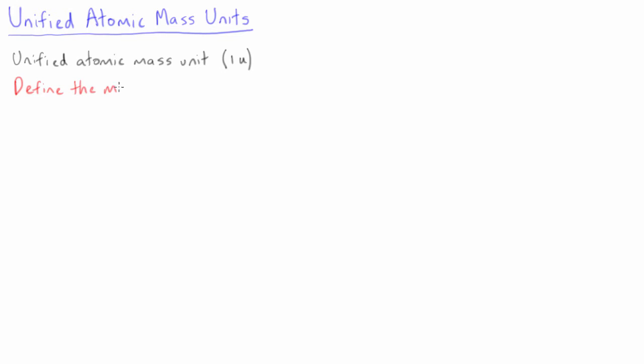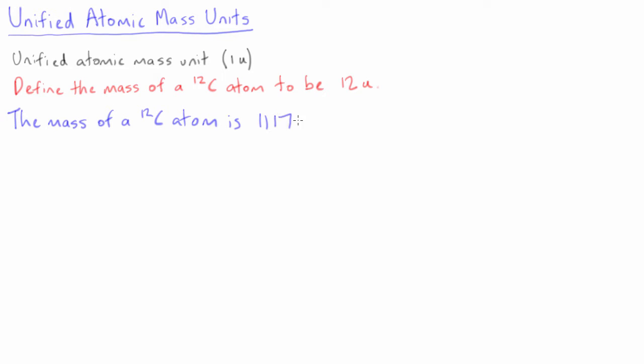The reason this happens is obvious from the definition of the atomic mass unit, where we define the mass of a carbon-12 atom to be exactly 12 u. The experimentally measured mass of a carbon-12 atom is about 11,000 MeV over c squared. Dividing this by 12, we can see that one atomic mass unit is equal to 931.494 MeV over c squared.